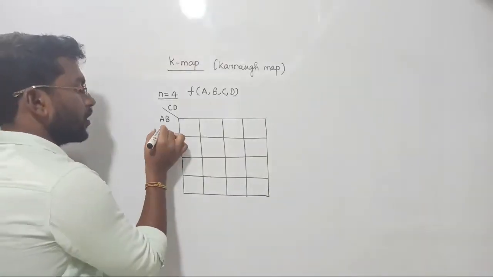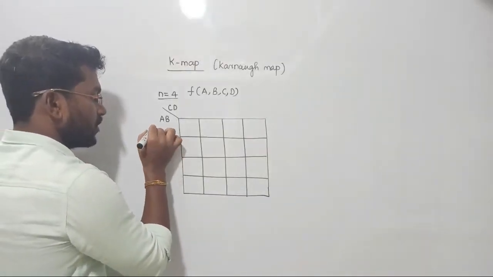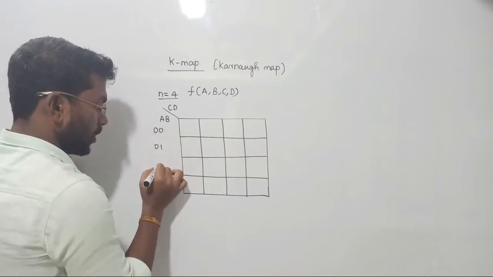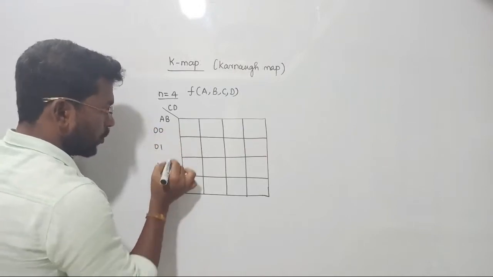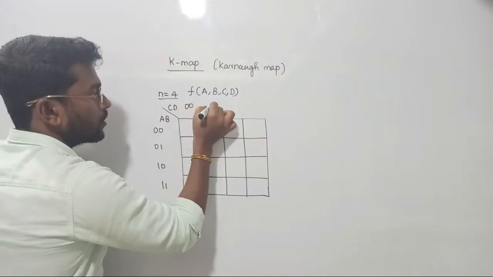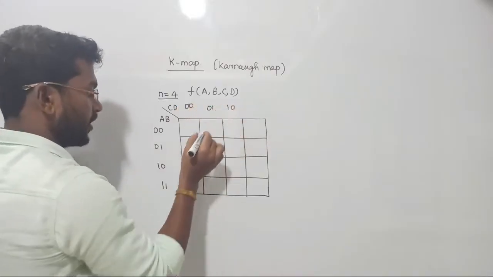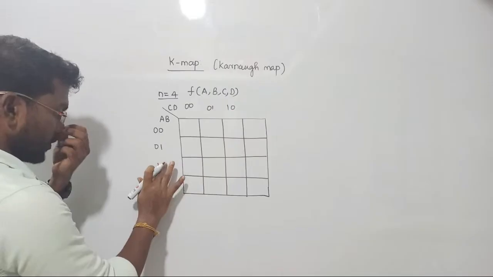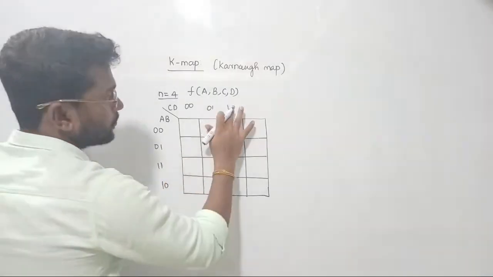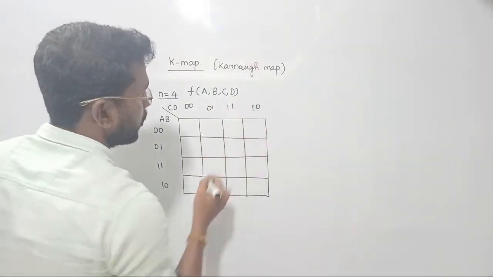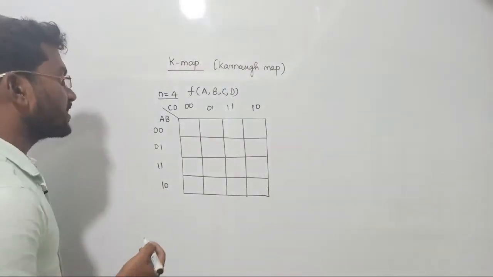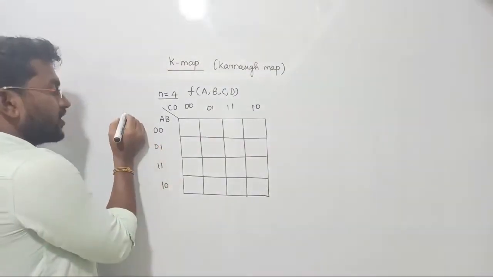Such that we can consider 0 0, 0 1, 1 0, 1 1. Sorry guys, here I made a small mistake. Sorry. Please forgive me. It should be Gray code sequence, right? Fine. Let's continue our journey with this. Shall we write first? What shall we do?